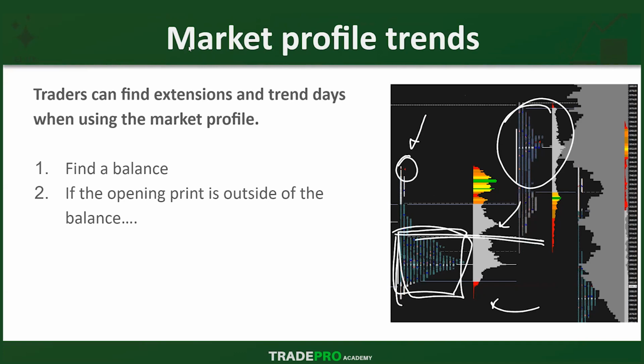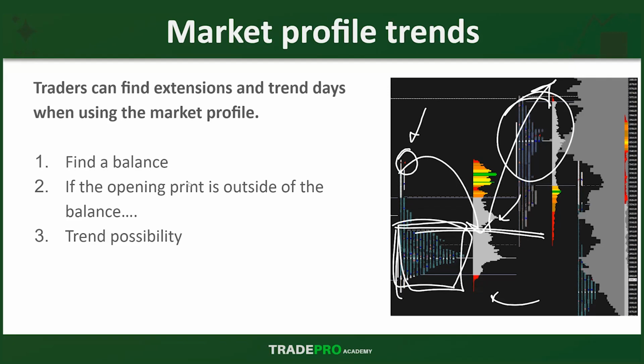The idea is for price to come back into the ledge of that balance, right? Where that single print is, where that ledge is, and hold that area to continue the expansion. So if the opening print is outside of the balance, you want to look for that pullback into the ledge of the balance for that trend to continue. That is how we find trends on a large balance and on a single individual day balance where we can call out for trend day possibilities.